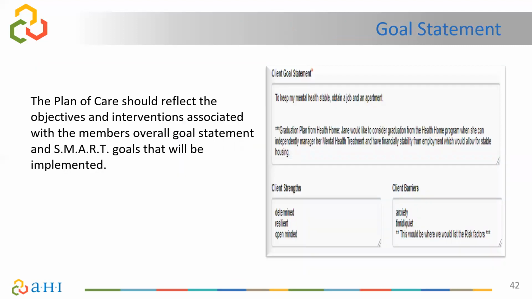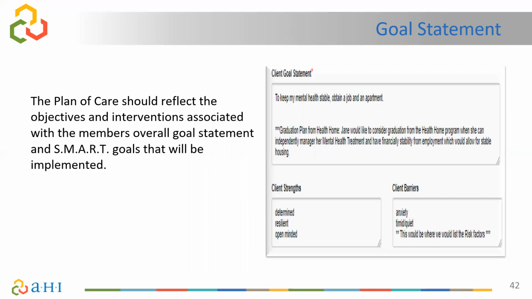Goal statements. The plan of care should reflect the objectives and interventions associated with the member's overall goal statement and SMART goals that will be implemented. So the client goal statement should be developed directly with the member in mind. It should be in their own words. It is what they would like to work on during their time in health home. We also like to include in the goal statement what successful graduation from health home would look like. You can also put that right in your goal statement.